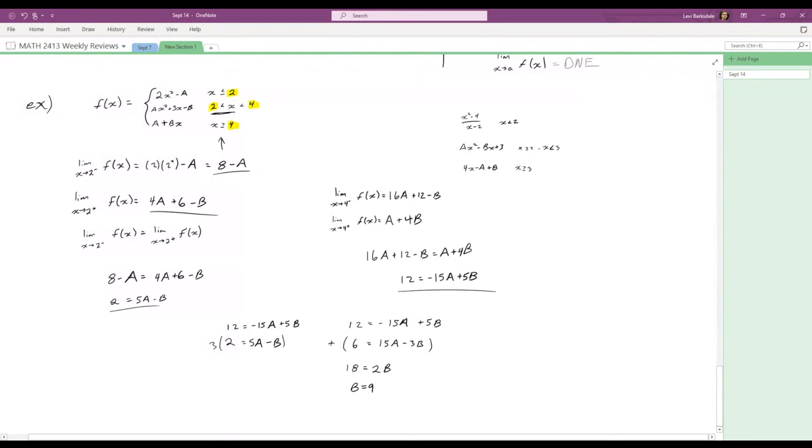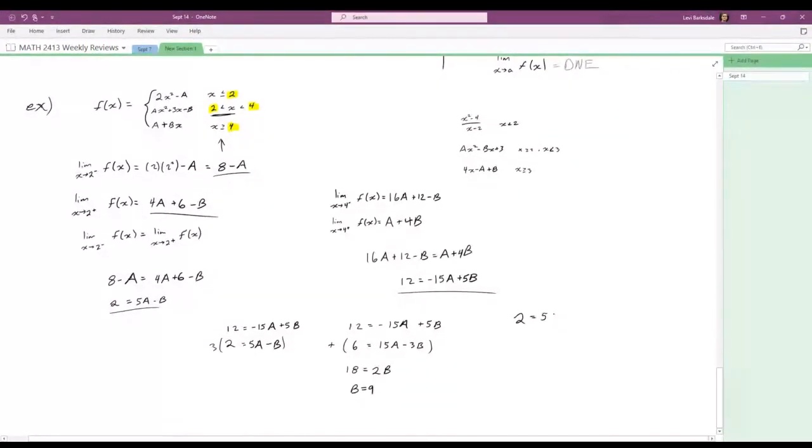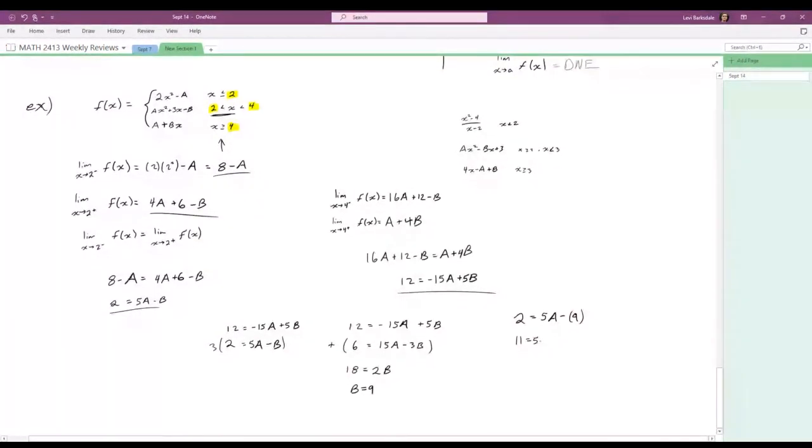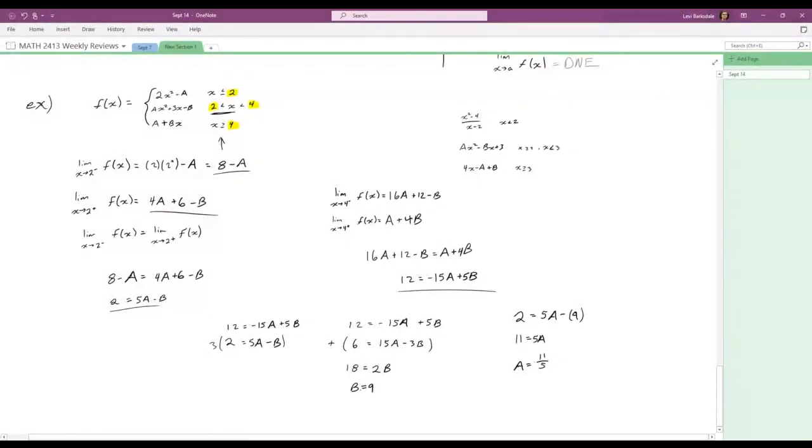Now, because I have a b value, I can substitute my b value into either one of my equations. I'm going to choose 2 equals 5a minus b because that one's easier. So then I get that 11 is equal to 5a, and a is therefore 11 over 5. Make sense?